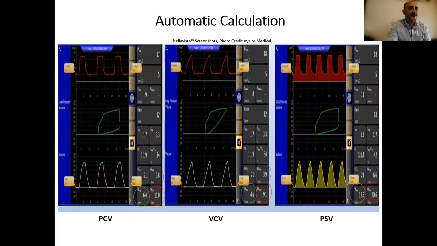This is a screenshot from one of the Bella Vista ventilators, and I know this is not yet available on the market. I was lucky to have that software, but not on any clinical patients. The ventilator basically calculates for you the tidal work, the inspiratory work, and the whole mechanical power, constantly. I think this is very important because, again, none of us can keep calculating it every couple of minutes. So it's nice to have these automatic calculations.